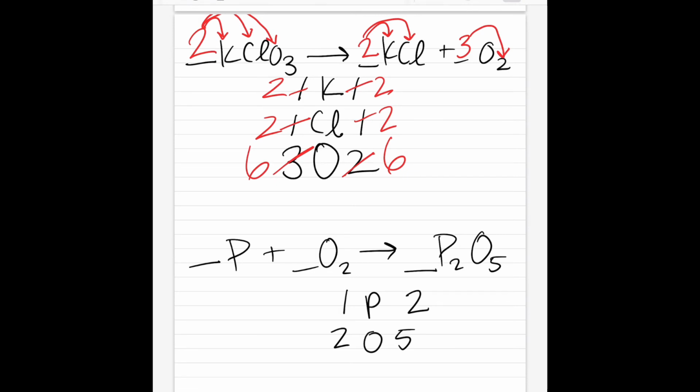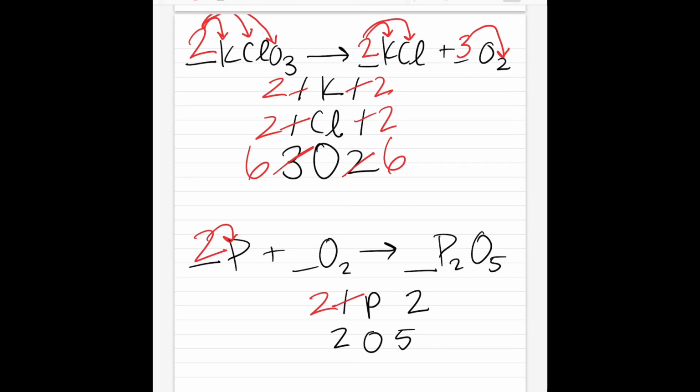Let's see if we can fix this phosphorus. I've got 2 phosphorus on the left side here, so I'm going to put a 2 here. Let's see if that'll do it. Well, that's good. That multiplies that one. So we're good. Phosphorus is balanced now.